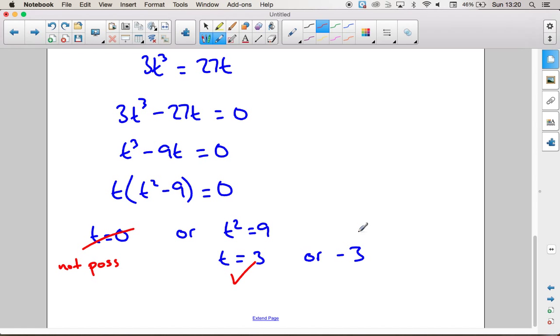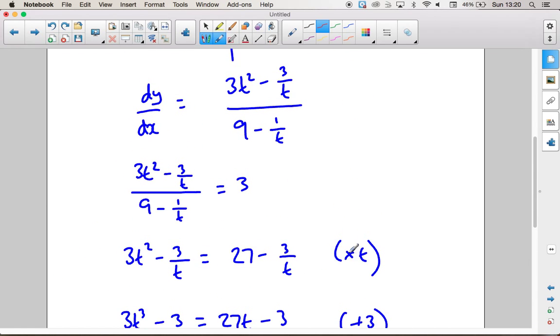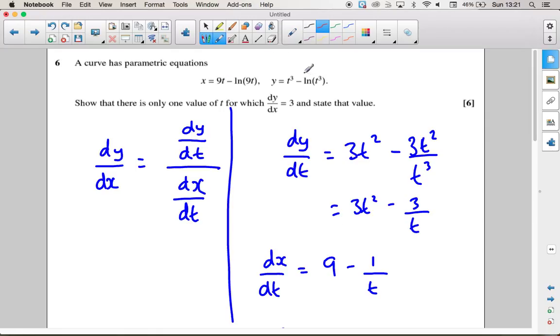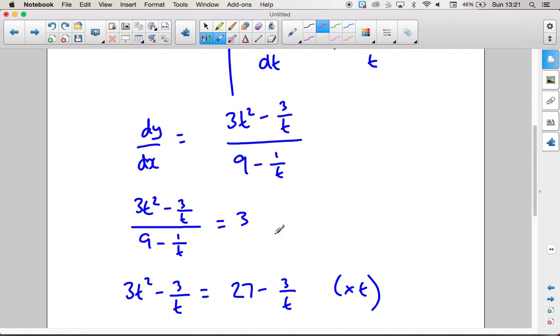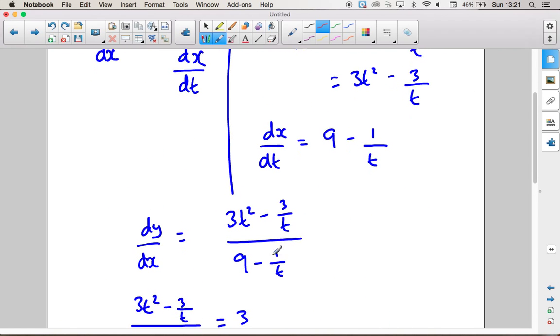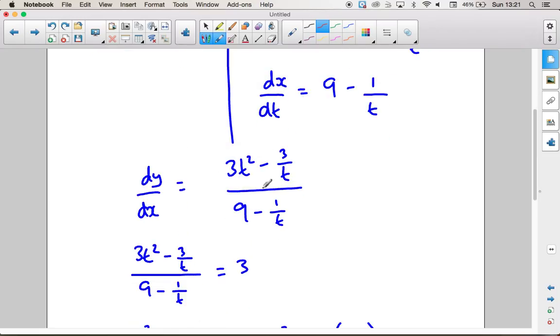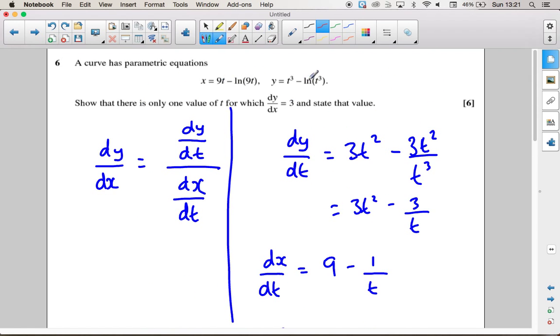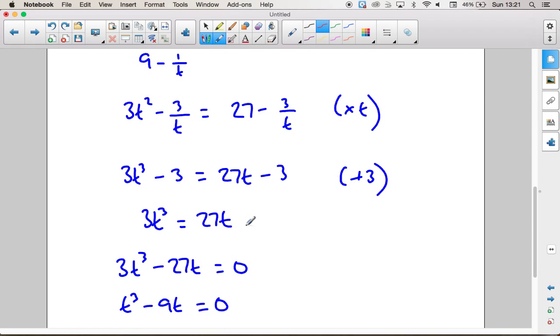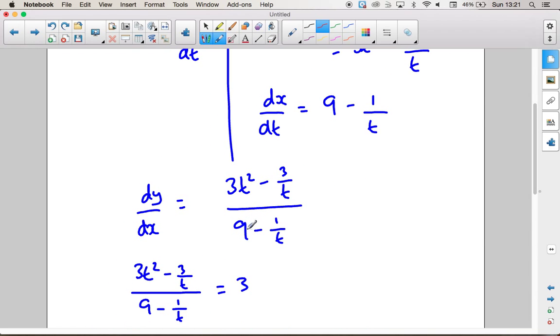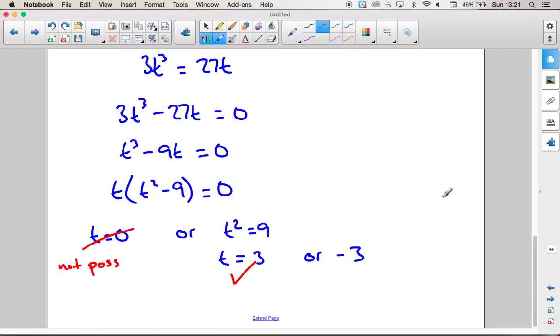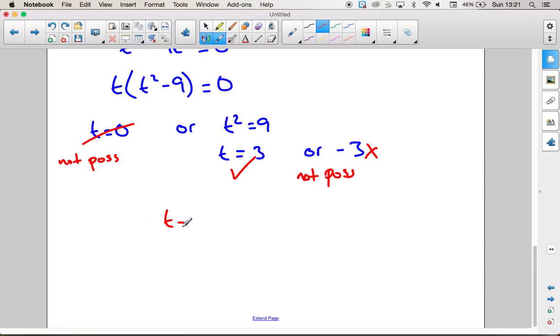But if we look at the negative 3, that's not actually a value that's possible either, because we can't ln a negative number. We'd be able to work out the value of the gradient, and the gradient would come out at 3. So on the surface it seems okay, but if we actually take a second to look at the equations, that value of t doesn't exist for this set of equations. So this one is also not possible. So t equals 3 is the only solution.